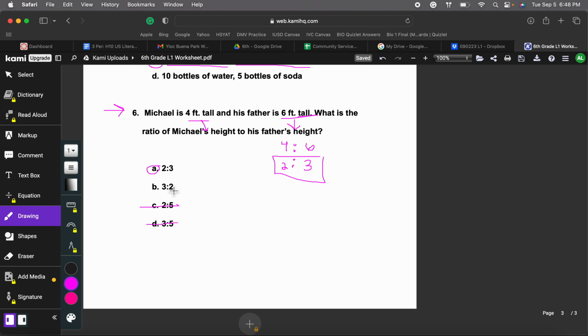Sometimes people get confused and write it the other way, but remember it's asking us Michael's height, so 4 feet first, we write that number first, to his father's height, and then we write that number. So it wouldn't be 3 to 2, because that would be his father's height to Michael's height, but we would want to write Michael's height to his father's height, so it would be 2 to 3. That would be the ratio. So people often get mixed up with those two when determining the ratio. So make sure you don't forget what the question's specifically asking you to write. So that's why B wouldn't be an answer either.